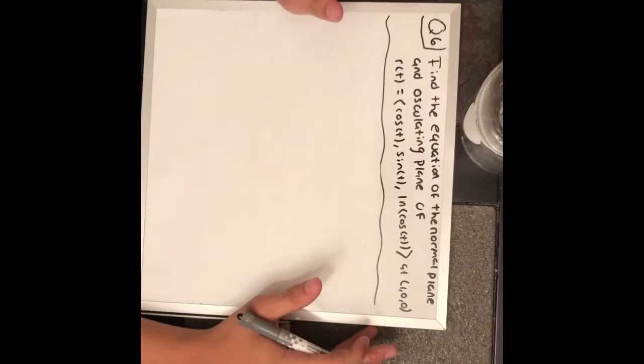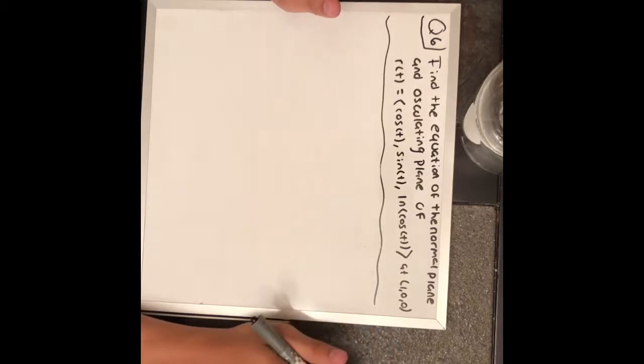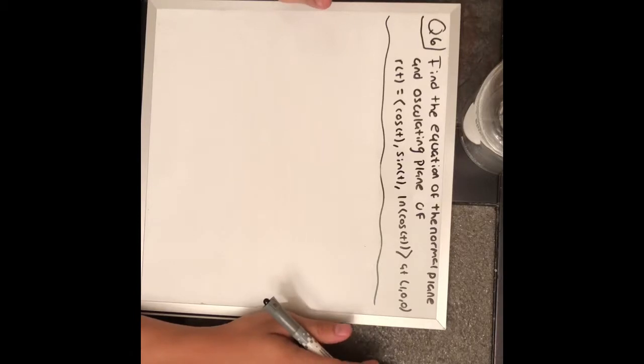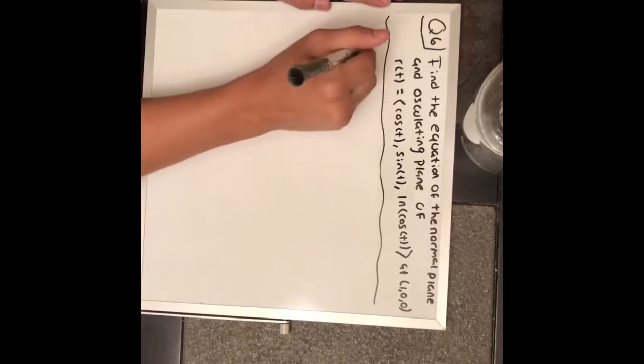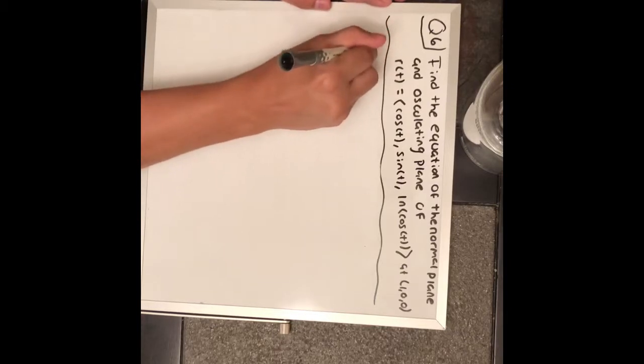So, to find the normal plane and the osculating plane, we need two things: the unit tangent vector and the binormal vector. Both of which we can acquire with what we have been given. The unit tangent vector is equivalent to r prime of t divided by the magnitude of r prime of t. So let's solve for r prime of t.